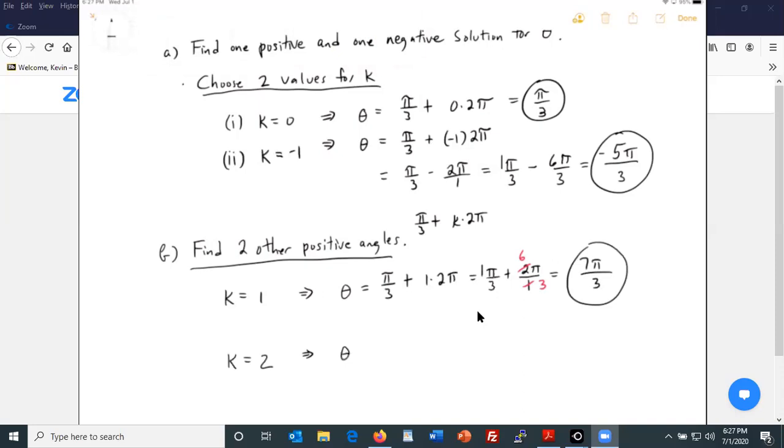All right, next, we have pi over 3 plus 2 times 2 pi. All right, k times 2 pi would be 2 times 2 pi. Will be pi over 3 plus 4 pi.